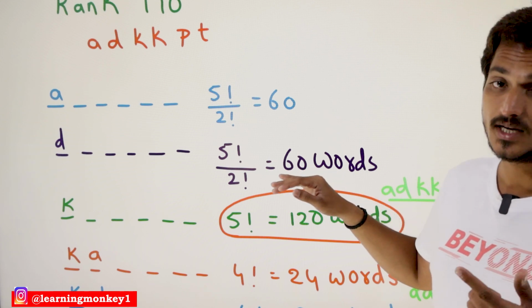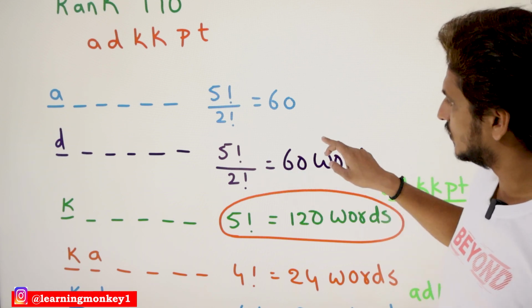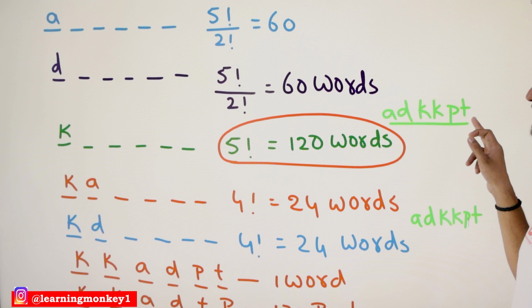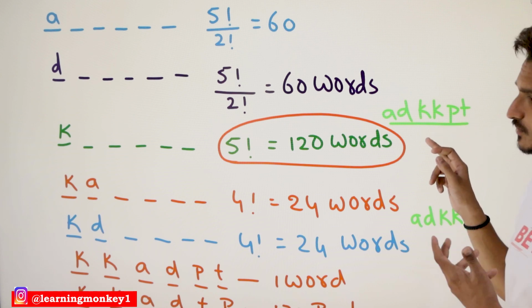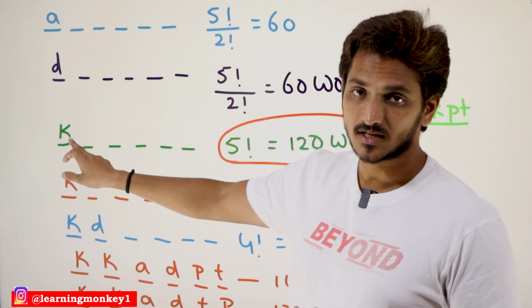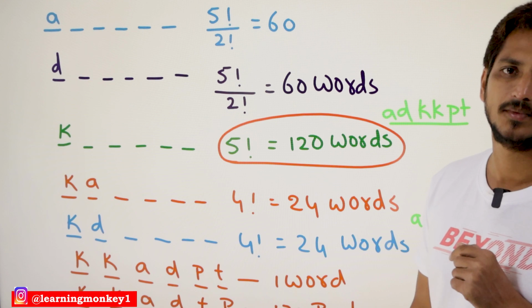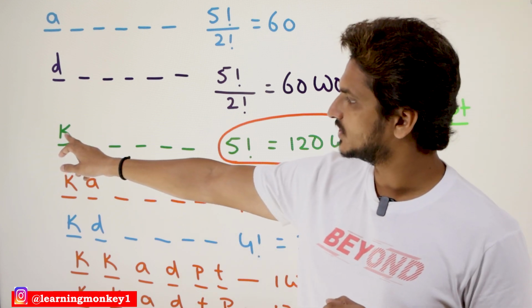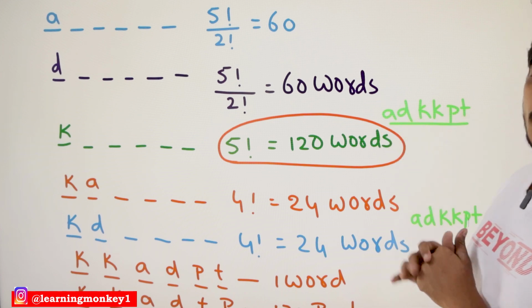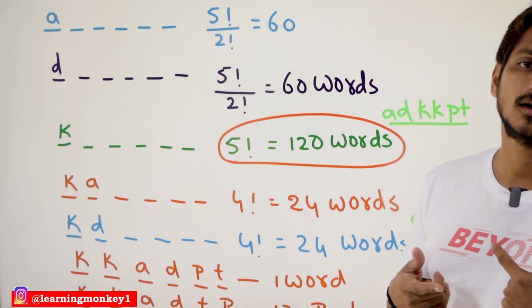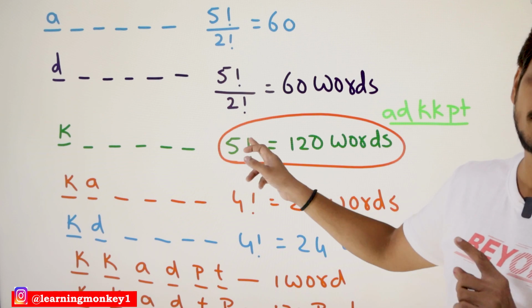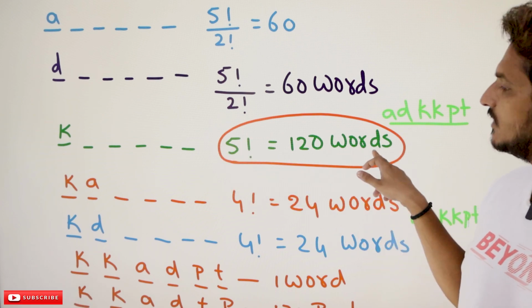But we need the word that has rank 170. So now take the order A, D, K, K, P, T. This is the order of the characters provided. Once you have filled the first position with A and D, the first position can now be filled with K. Once you fill the first position with K, the remaining characters are A, D, K, P, T. Repetition is not there, so the remaining 5 positions can be filled in 5 factorial ways. Means 120 words are possible.